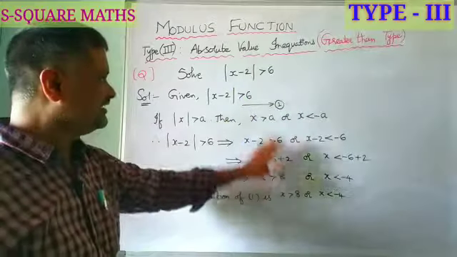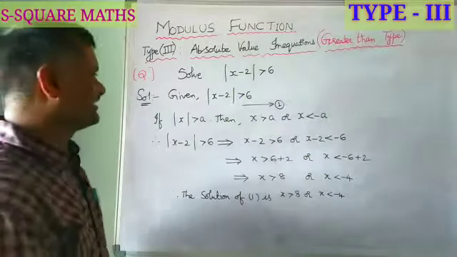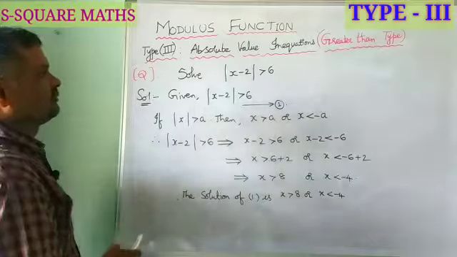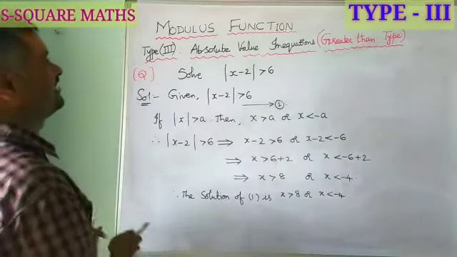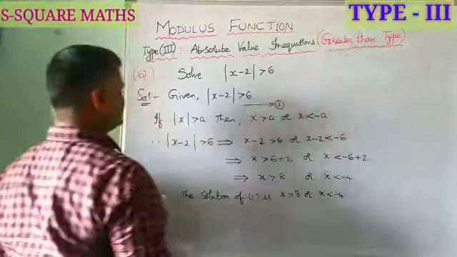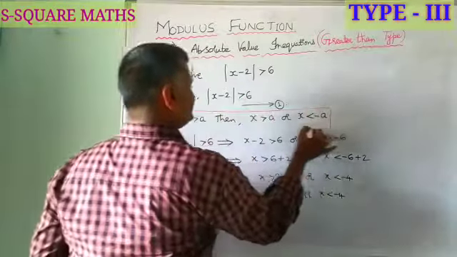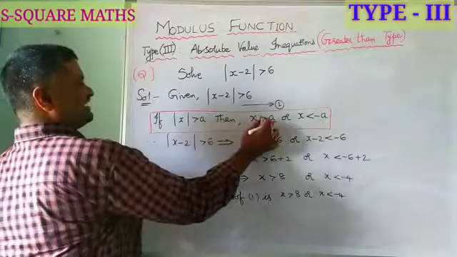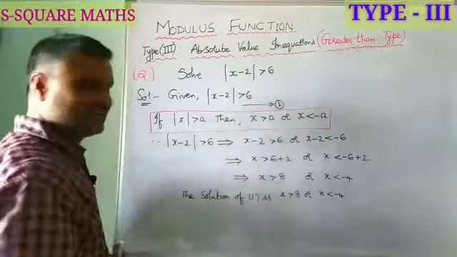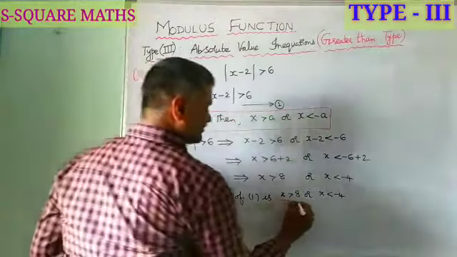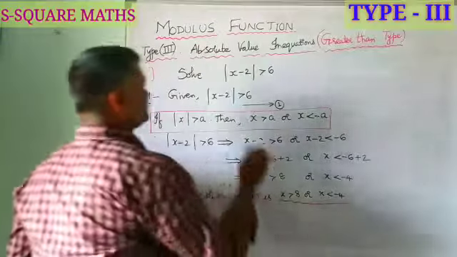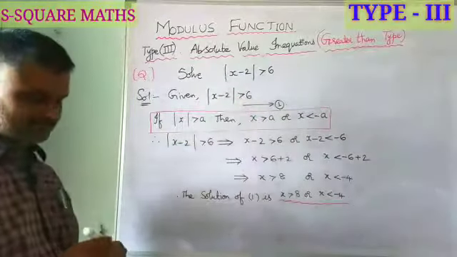So in this way we can overcome the problem, and this is the formula for the absolute value inequations of greater than type. What is our formula? If mod x greater than a, then x greater than a or x less than minus a, and this is the solution for the given inequation of greater than type.